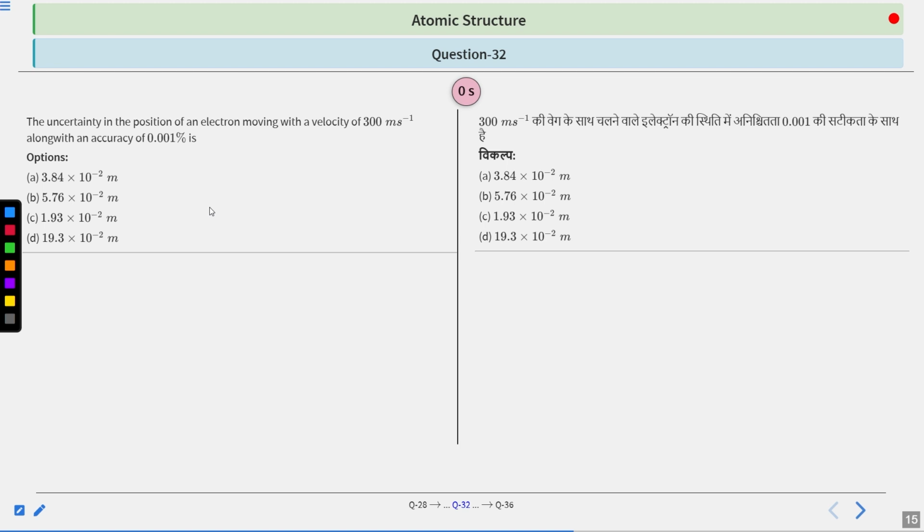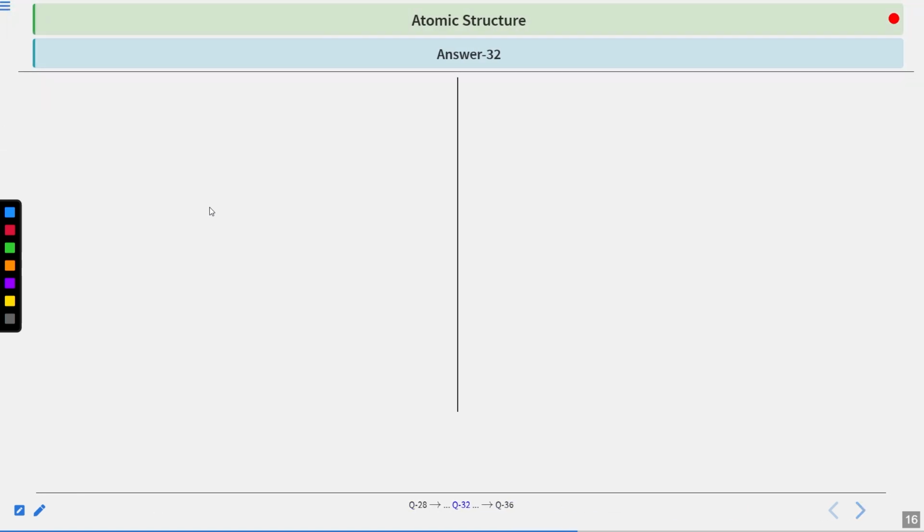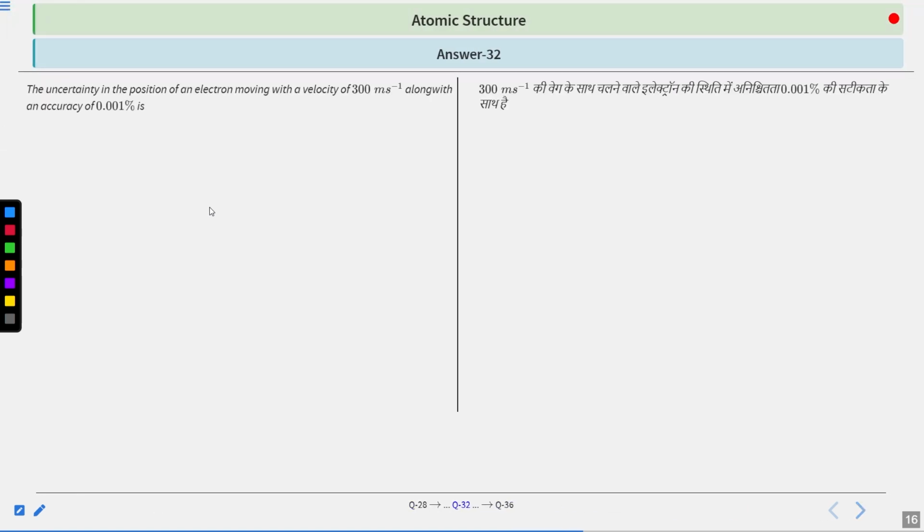Okay, let us see how we can solve this question. First of all, the uncertainty of the position, whose velocity is already given, is measured with an accuracy of 0.001%. Now if you solve it, it will have an answer of 1.93 into 10 to the power minus 2 meter. Let us see. We know that delta x dot delta v is greater than or equal to h by 4 pi m. We have simply derived it from the uncertainty principle.